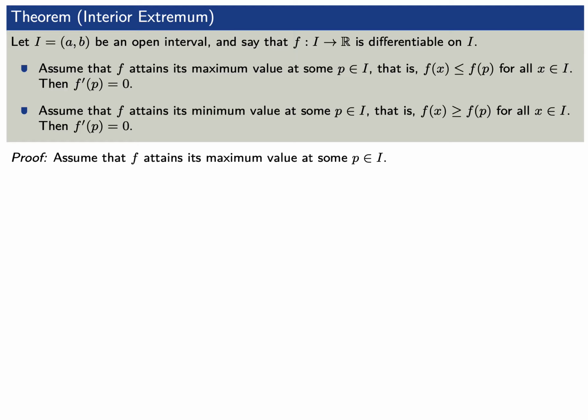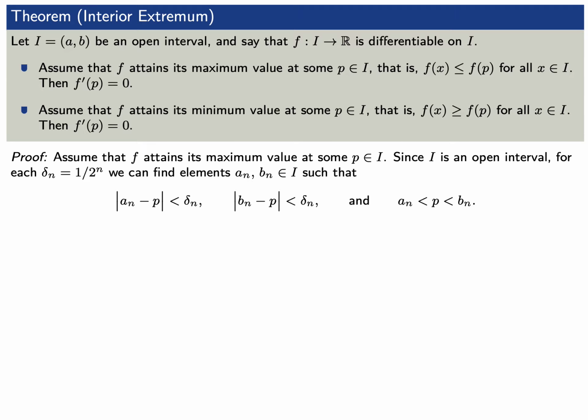First, let's assume that f attains its maximum value at some point p. Since I is an open interval, we can find sequences of numbers a sub n and b sub n that get closer and closer to p. Intuitively, a sub n gets closer to p coming from the left, and b sub n gets closer to p coming from the right.